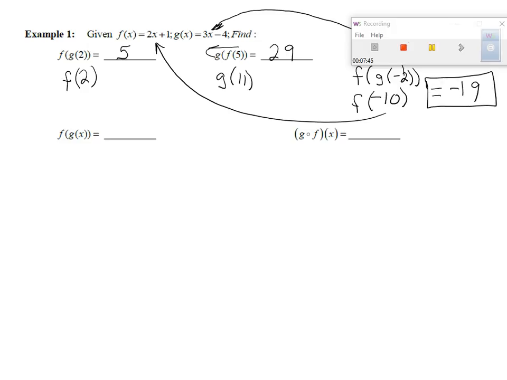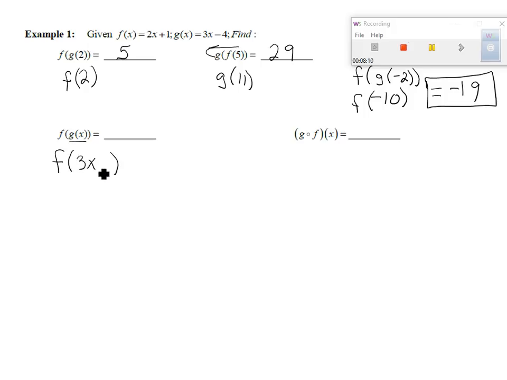Now I'm going to switch it up just a little bit. F of g of x. This says take x and plug it into g. Well, that's already done. But now here's what it says to do. It says take g of x, which is that 3x minus 4, and plug it into the function of f. So I'm going to take 3x minus 4 and plug it right there in place of that x.